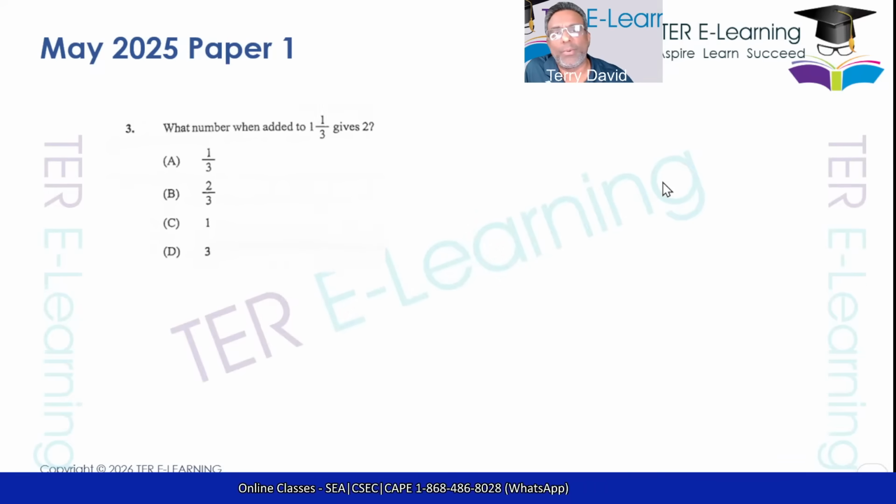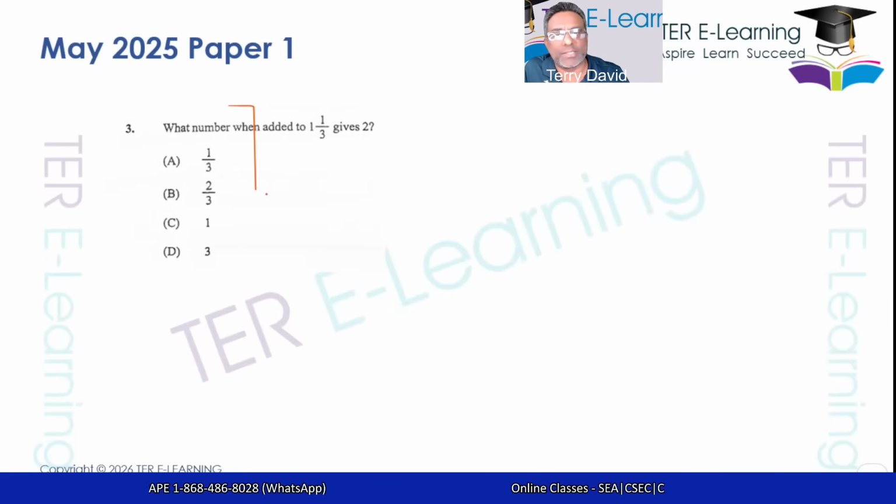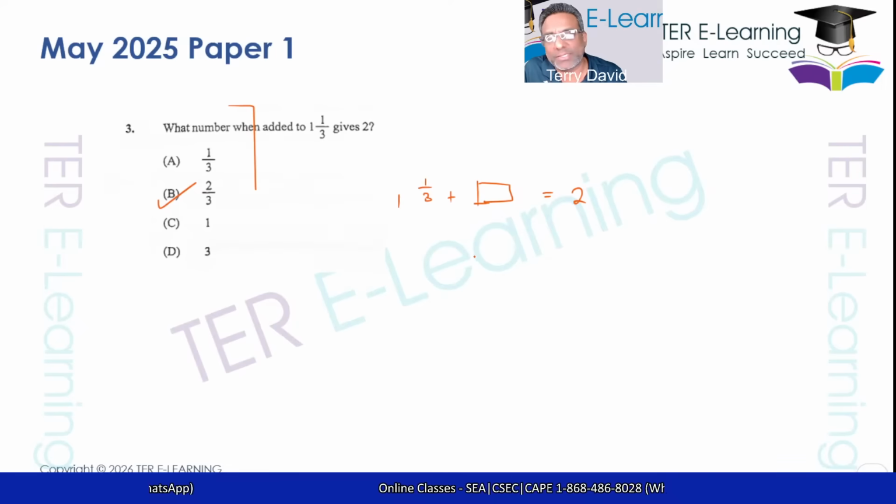This third one, we saw already as well. What number when added to 1 1/3 gives 2? We saw this before. The answer is 2/3. I'm not going to work this through again because it's pretty straightforward. Basically, we have 1 1/3 plus something in a box, and it'll equal 2. So to work out the box, we say 2 minus 1 1/3, which gives us 2/3. So that's number 3.